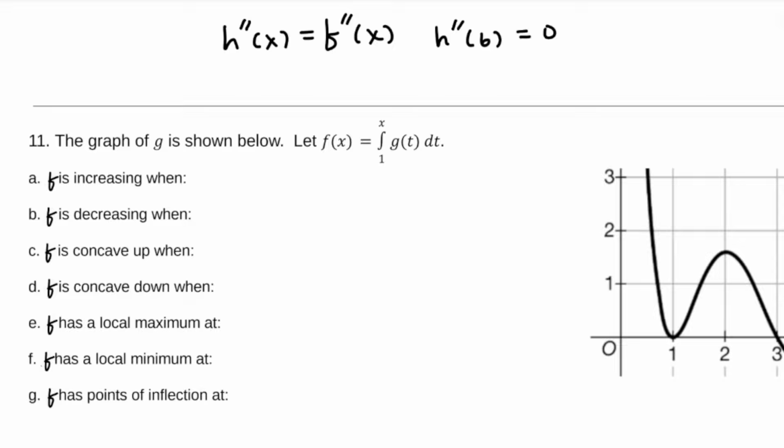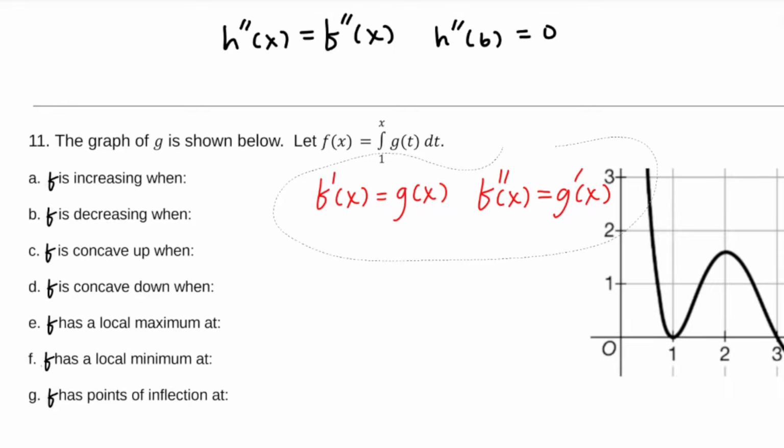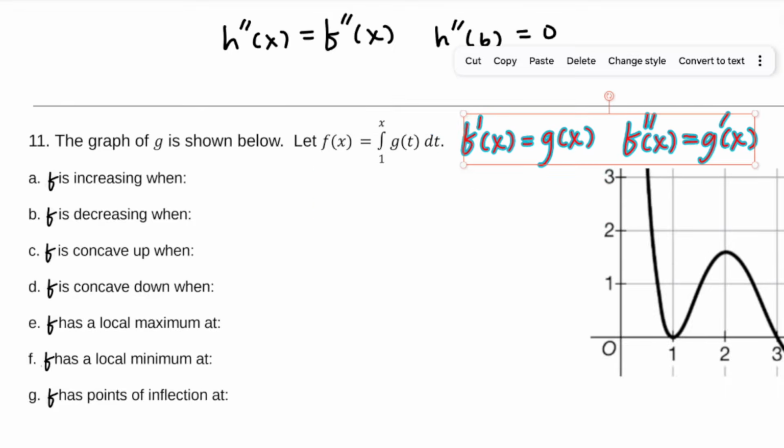So f is going to be increasing. We need to talk about f's derivative. So f prime of x is equal to g of x. And we're eventually going to care about the second derivative as well, so I'm just going to point out that f double prime of x is g prime of x. I'm also realizing if I'm going to try to write a reason for my answer, I'm going to need to get all of this stuff out of here.